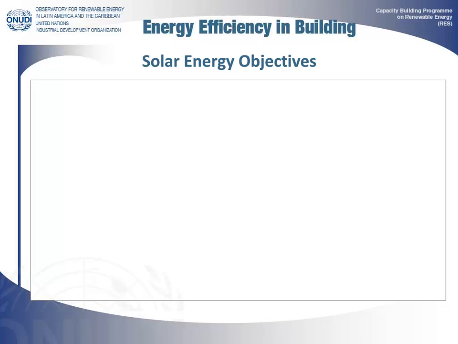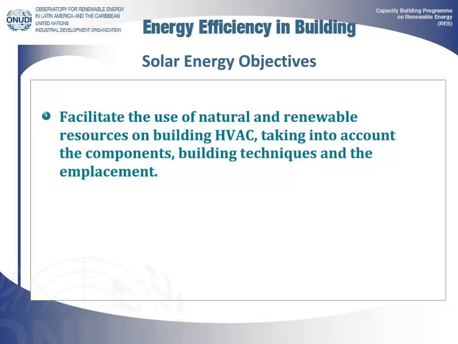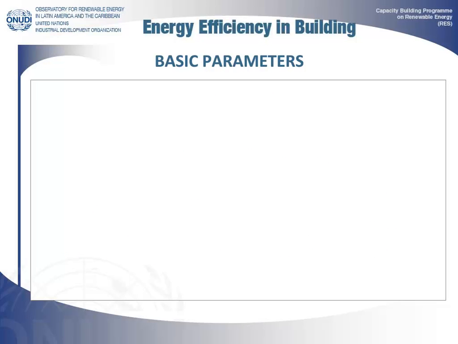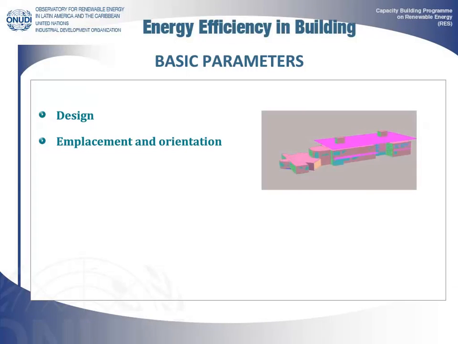The objectives to be achieved with solar energy are as follows. First, to facilitate the use of natural and renewable resources in building HVAC, taking into account the components, building techniques, and the actual siting of the building. Second, integration of active solar systems as another envelope element to produce heating and electricity. In the stage prior to constructing the building, the basic parameters to be taken into account are design, in order to maximize the energy efficiency and the use of both active and passive solar systems, and the orientation of the building, so that solar gain can be maximized or minimized whenever required.